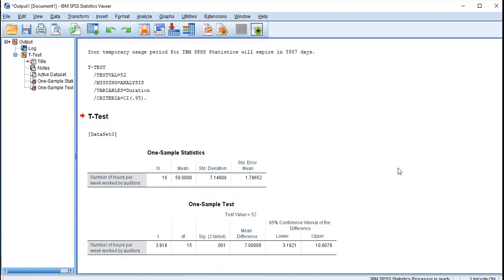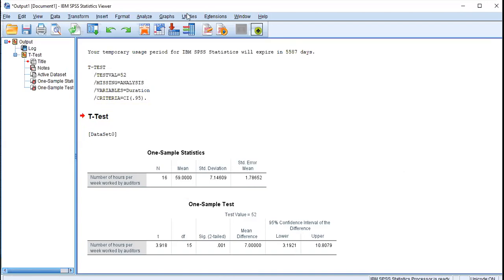We accept the alternate hypothesis at a t-value of 3.918 and a significance of 0.001. The auditors of the given company work more (59 hours per week) as compared to the national average (52 hours per week). So that's how we can write the results.